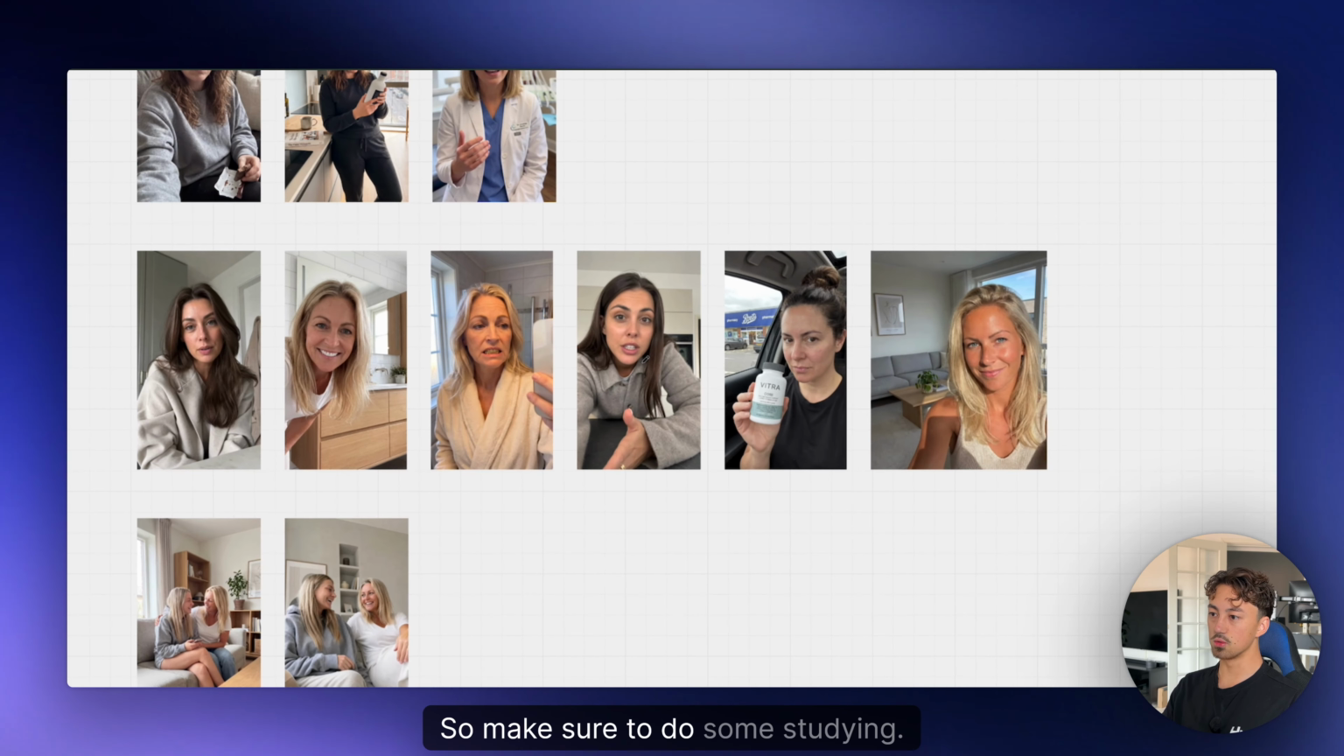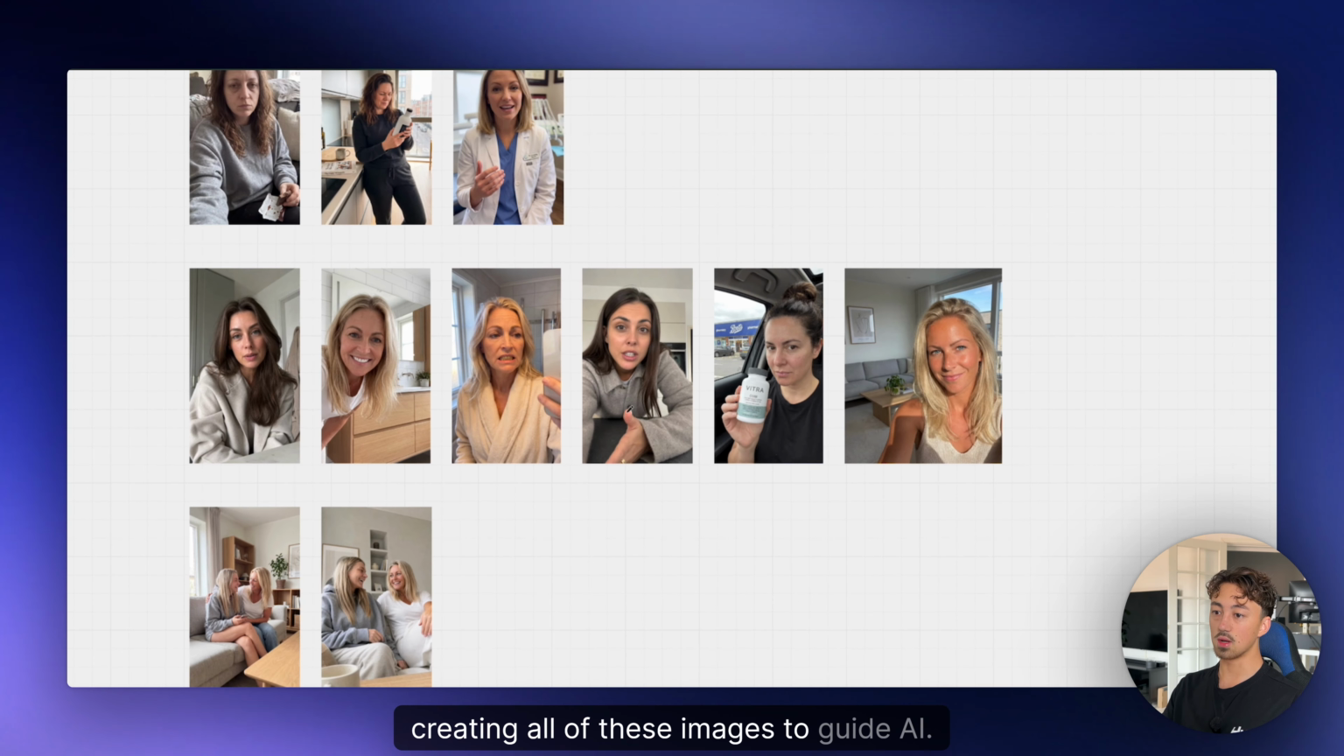So make sure to do some studying. AI is really good, but it doesn't understand these things yet. It is up to the human operator. It's up to you as the founder and the one who is creating all of these images to guide AI.